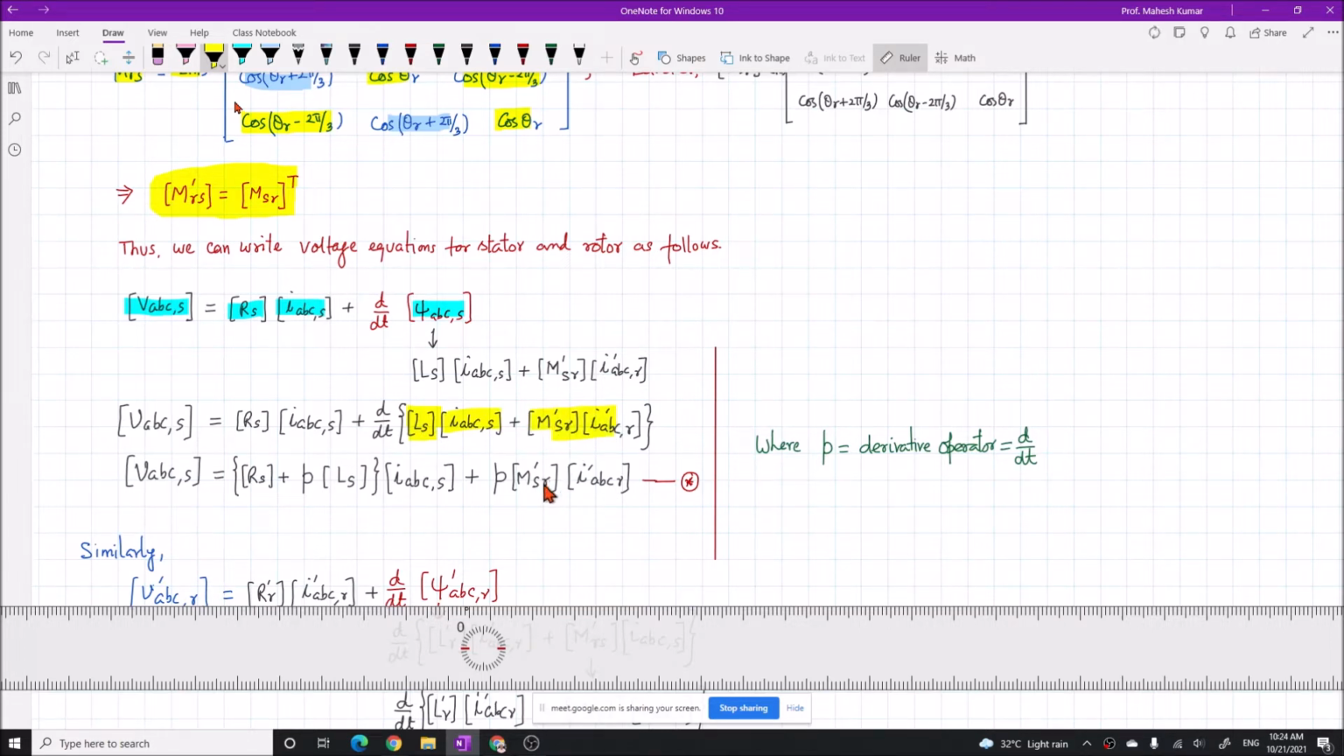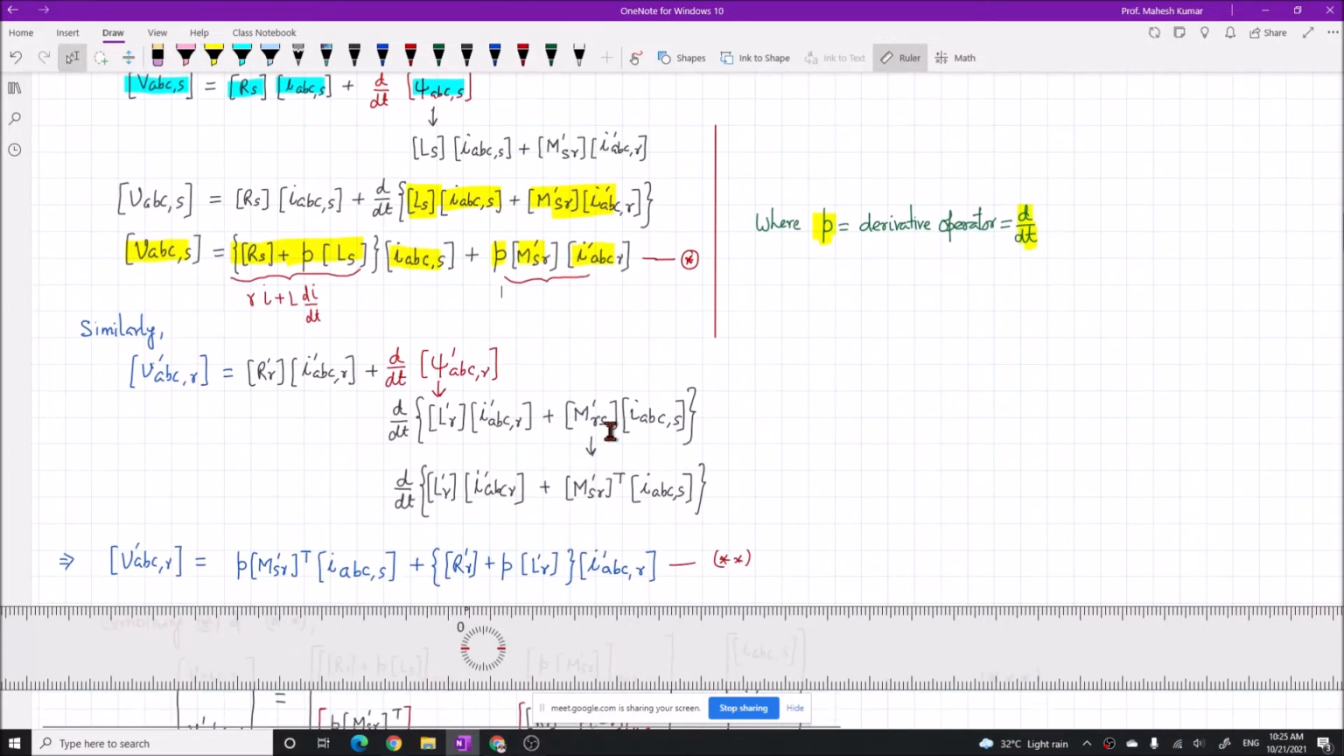Now d/dt we can denote by a derivative operator called p, small p, to simplify the expression. So this becomes p Ls I_ABCS plus p M_SR' I_ABCR'. So this equation becomes in this form: Rs plus p Ls into I_ABCS plus p M_SR' I_ABCR'. Why do we use this kind of expression?